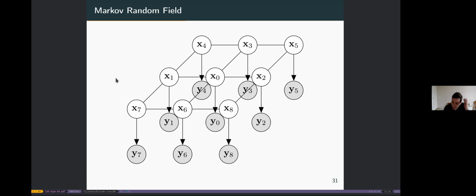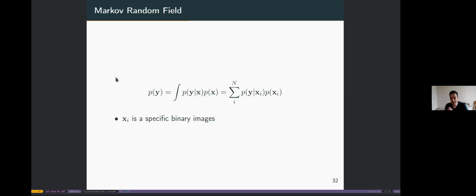Okay. So now, if we would want to compute the evidence using a model like this for image segmentation, that means our integral is now just this sum, because I have a discrete set of possible states of this variable x. So x here is just a binary image. And then I want to take each binary image, and I want to sum them up weighted by how likely they are.